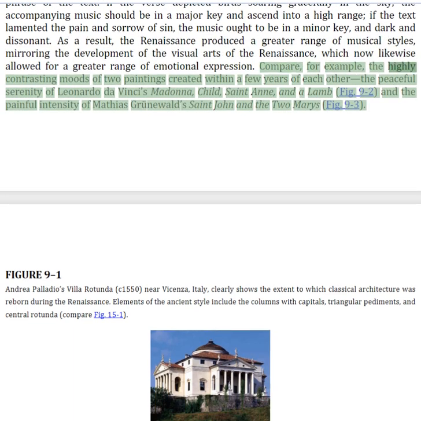Compare, for example, the highly contrasting moods of two paintings created within a few years of each other: the peaceful serenity of Leonardo da Vinci's Madonna, Child, Saint Anne, and a Lamb, and the painful intensity of Matthias Grunewald's St. John and the Two Marys.